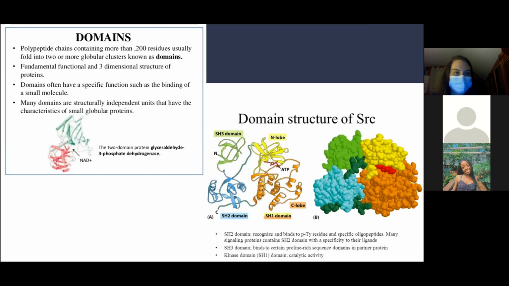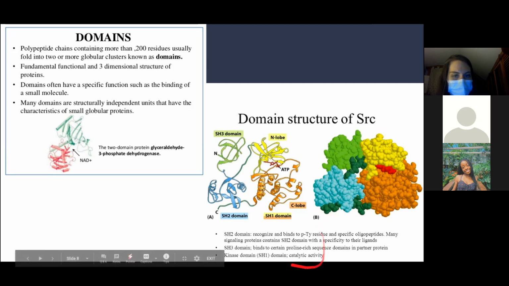Okay. I just included more examples of what domains are, so that you guys can get the difference between domains and subunits. Like I said, domains often have a specific function and they fold independently from the protein. That's all the slide shows. As you can see at the bottom, there are several different domains within that giant protein, SRC. I'm not too sure what SRC does, but I just thought it was a good example.